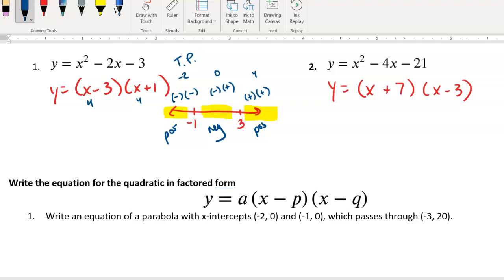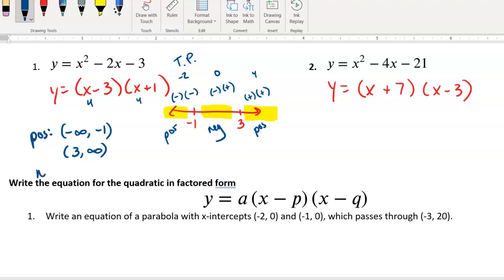So now we're trying to see for what intervals the graph is positive and for what intervals the graph is negative. So it's positive on the interval from negative infinity to negative 1, and it's also positive from 3 to infinity.